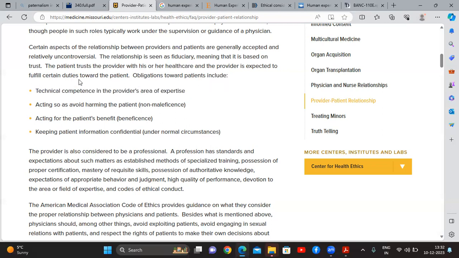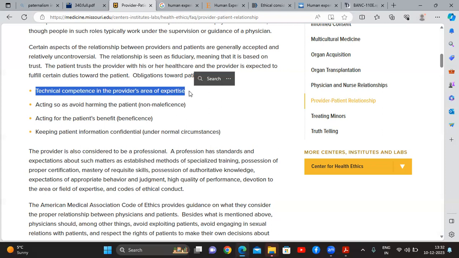We need to go to technical competence. People who have undergone sufficient training in their field, they are the ones who can provide the healthcare service. जो आजकल ऐसे ही आ जाते हैं सोशल मीडिया पे, those are people who don't have the requisite training. So ये important है in doctor and patient relationship या provider patient relationship.